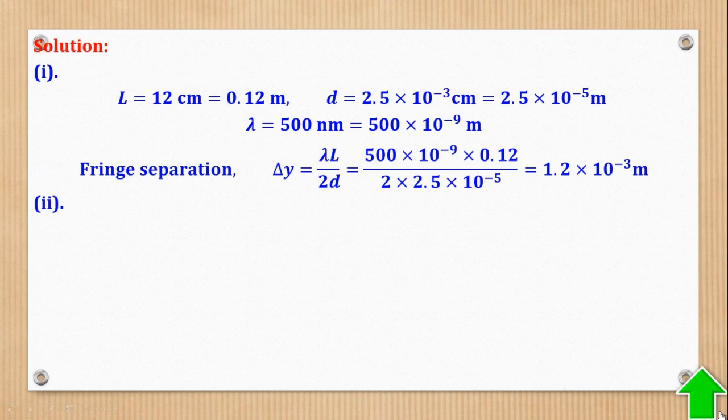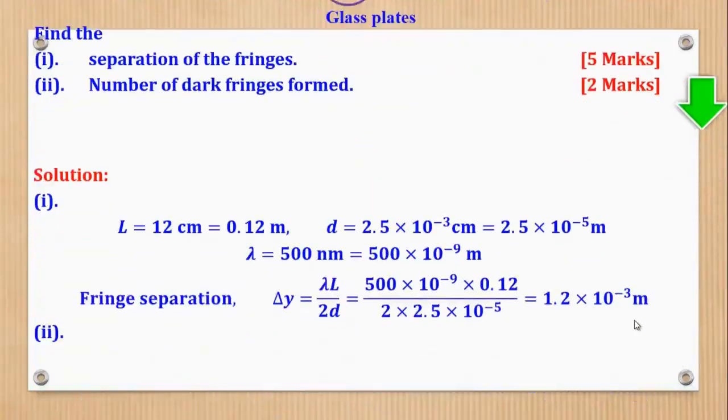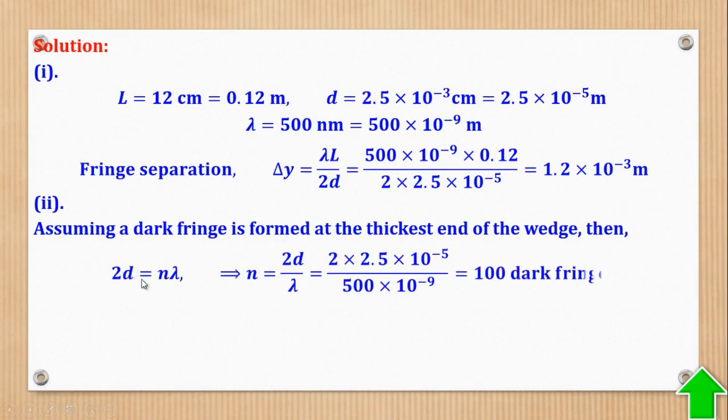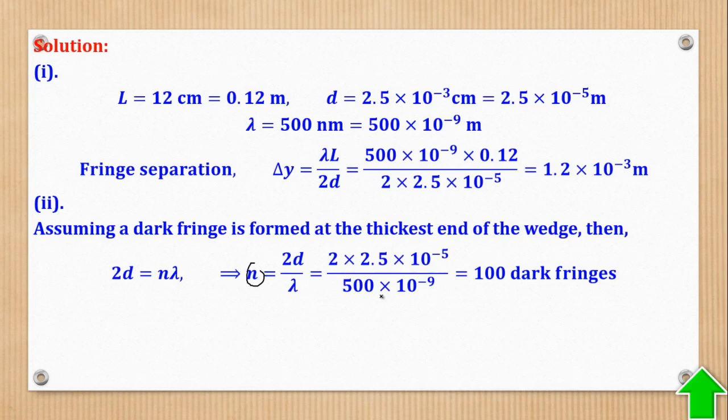Then for Roman 2, they ask for the number of dark fringes formed. So here, assuming that a dark fringe is formed at the thickest edge of the wedge, it implies that 2d is equal to n lambda. If it was a bright fringe formed at the thickest end, instead of n we would have put n minus a half. But now because we are using dark fringe, we shall put just n. Then you make n the subject to come up with this as the number of dark fringes.